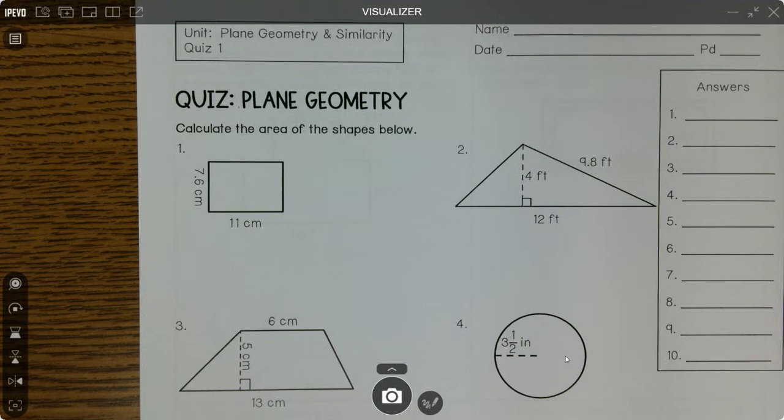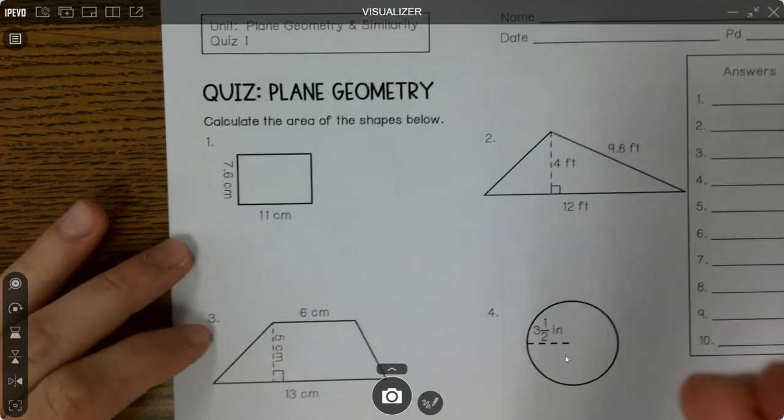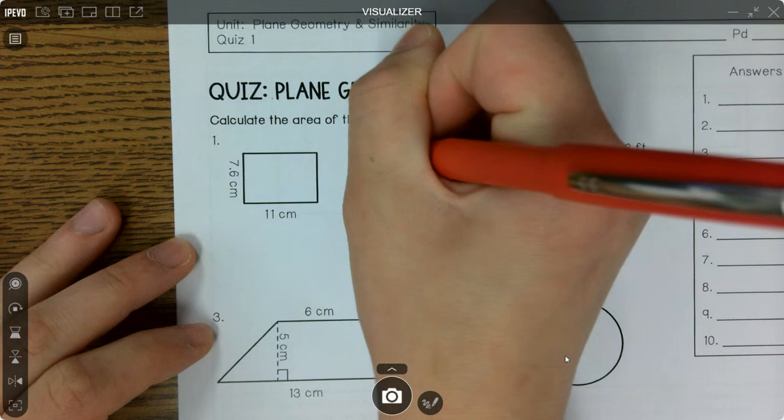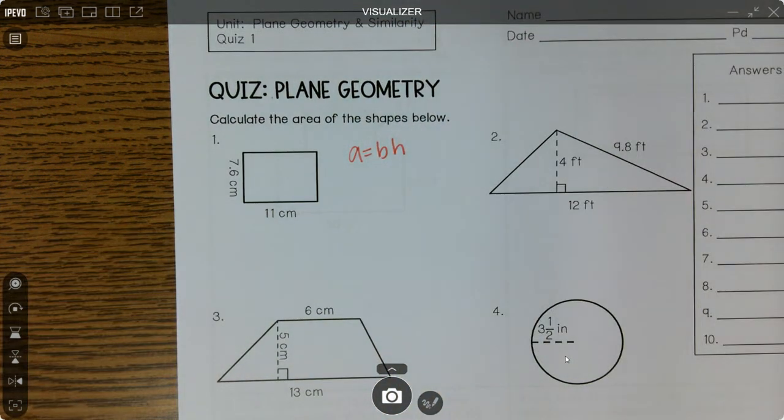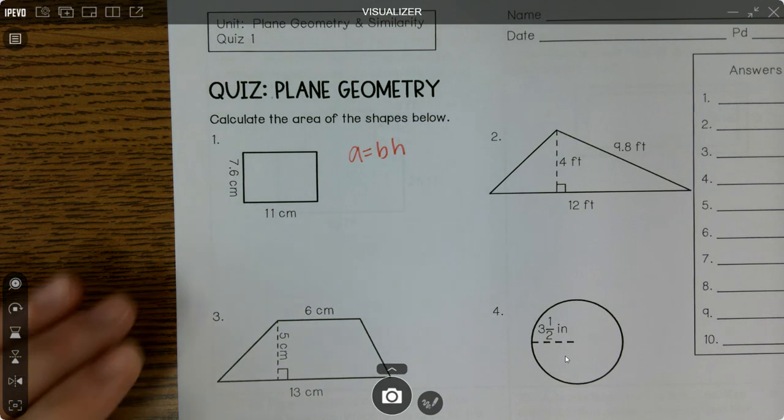All right, let's talk about area of shapes. So number one, what type of shape is that? That is a rectangle. So when I look at that, I want to look at my star chart and say, what is the formula for area of a rectangle? So what is the area? Okay, the area for a rectangle, A equals BH, B representing base, H representing height.